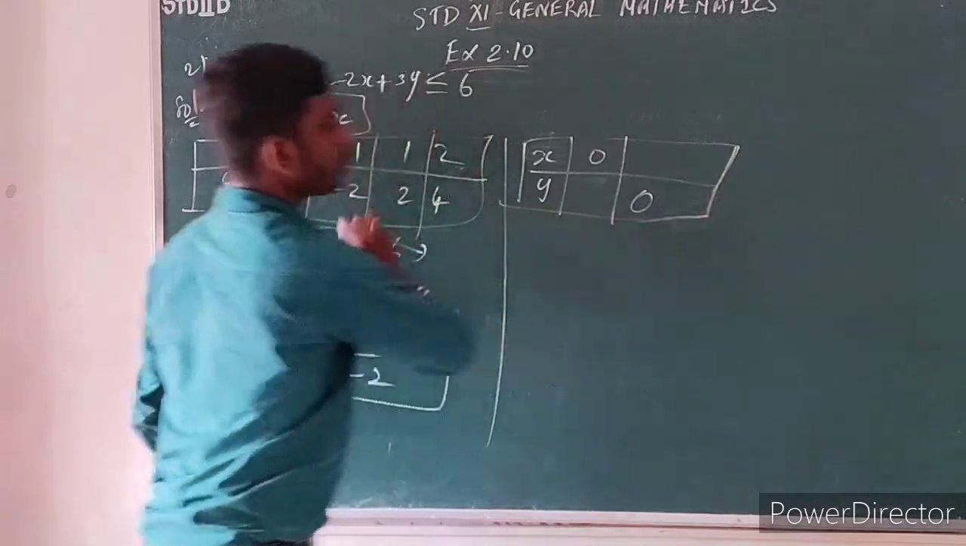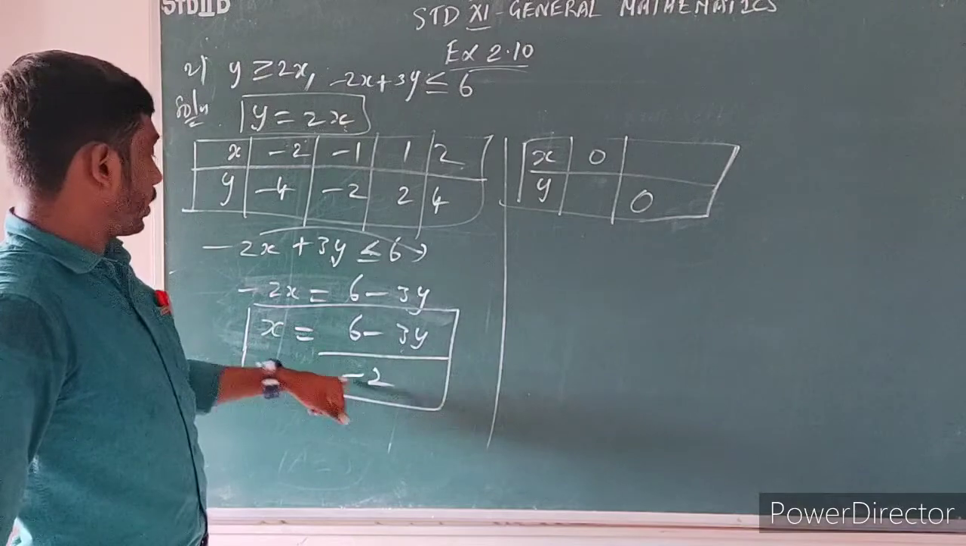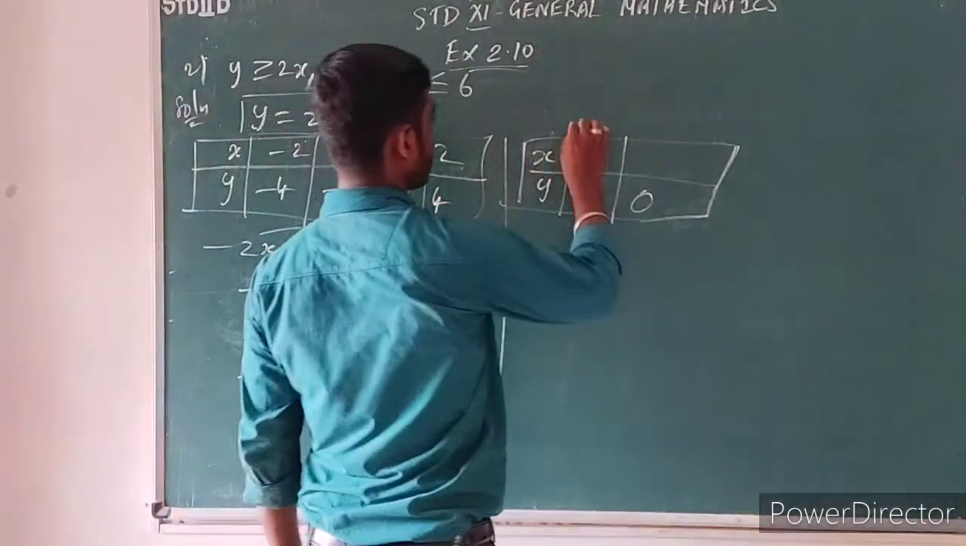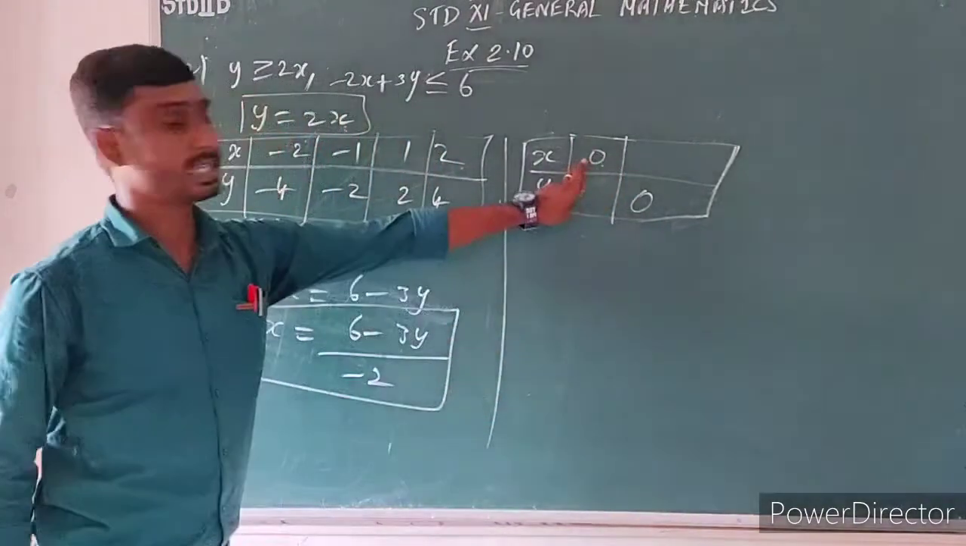So x is equal to 0, y is equal to 0. This one, x is equal to 0, means 2 into 0, that is also 0. Then you have to substitute this one. Now we have to solve like this. Now I am going to substitute x is equal to 0.